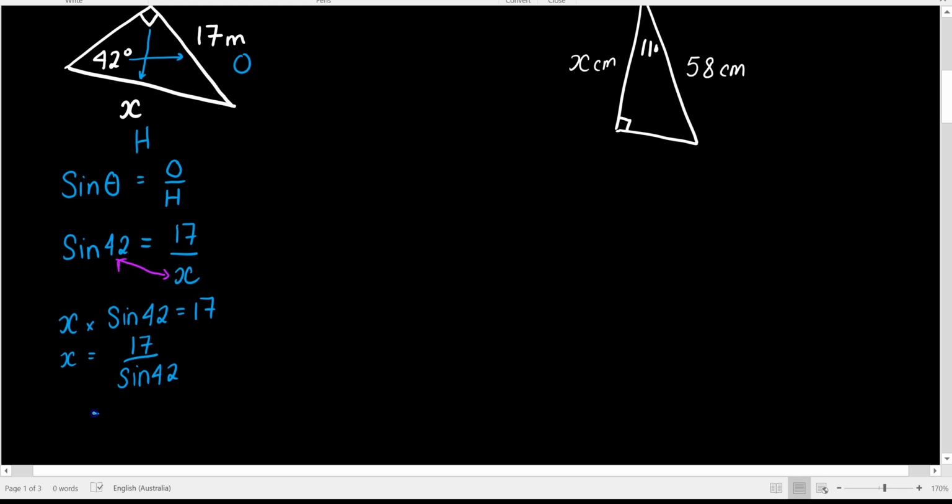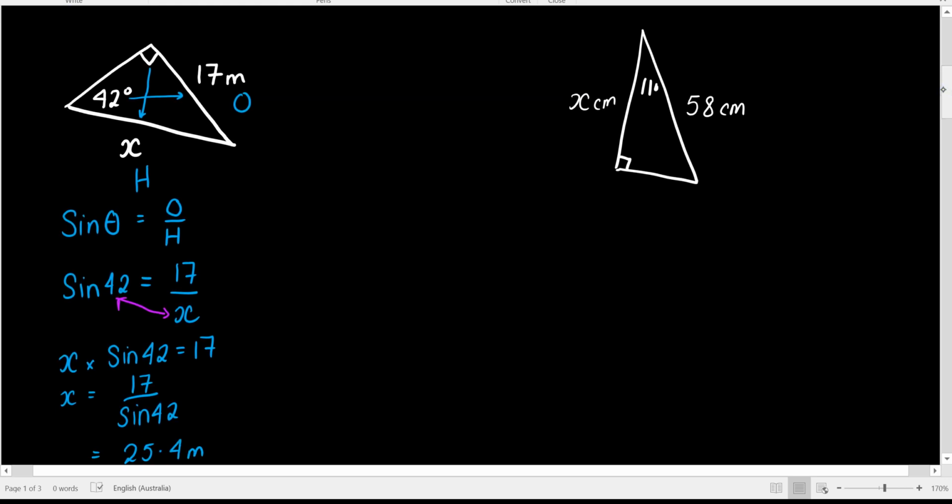Okay, I know that this is a reasonable answer, 25.4, because it's our hypotenuse, and we know the hypotenuse has to be bigger than the other side. So if I got an answer less than 17, I'd have to go back and check and just see, have I made a mistake anywhere? All right, so that looks pretty good.